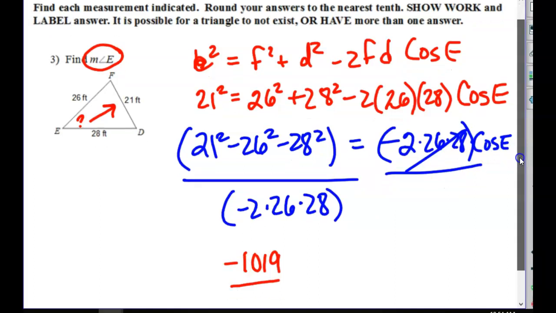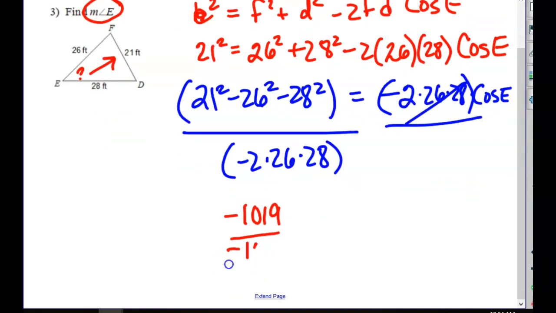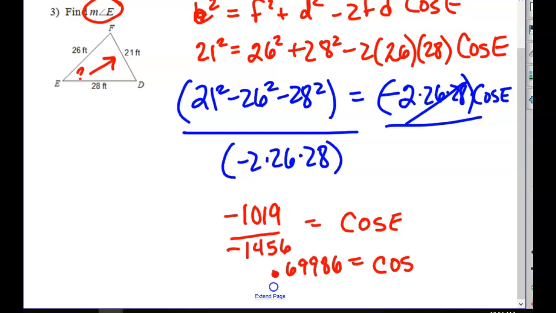Now, what's going on, because I have 2 negatives? Did someone else get 2 negatives for the top and the bottom? If you divide those, first of all, it's going to come out positive, right? You don't need to show all this work, but I got 0.69986, etc. Then we still have to do what?